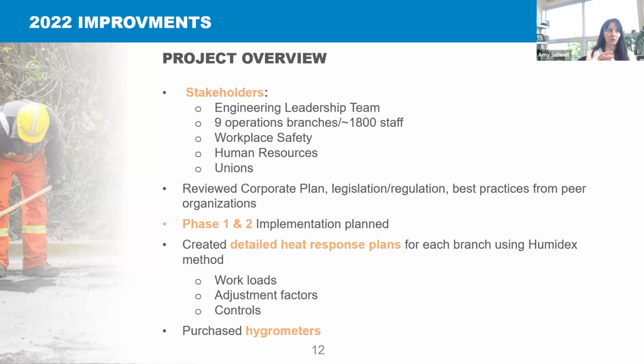And so using that approach, we came up with these detailed heat responses that addressed each of the gaps I talked about, had the workloads, the adjustment factors, what controls were in there, and we purchased our hygrometers. Unfortunately, in 2021 and early 2022, there were still a lot of supply chain issues. So we actually didn't end up getting our hygrometers until after the summer season was over. And so we ended up only doing phase 1 in 2022.